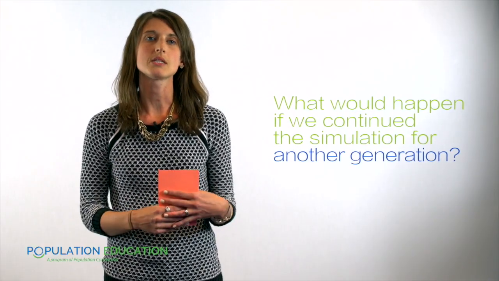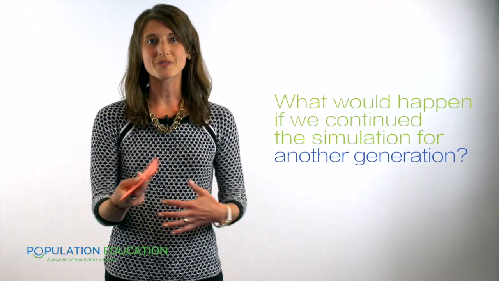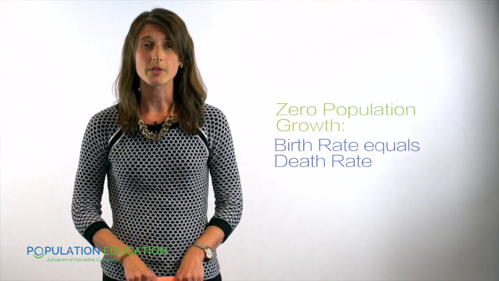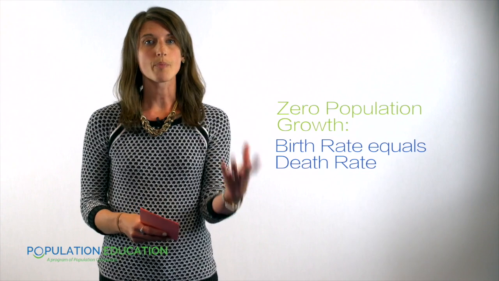So at this point, you'll want to take a minute to debrief with students what they saw in the simulation. Some interesting questions to ask would be, well, what would happen if we continued the simulation for another generation, for 5 generations? Well, there would still be 16 students total on the bleachers. What about 50 generations? There would still be 16 students. So what we're seeing is something called zero population growth, which essentially means our birth rate equals our death rate. So we're adding as many people to the planet or the population as are being taken away.